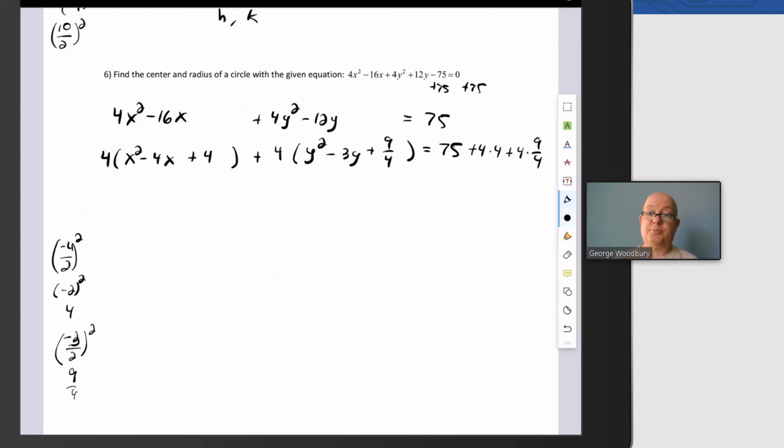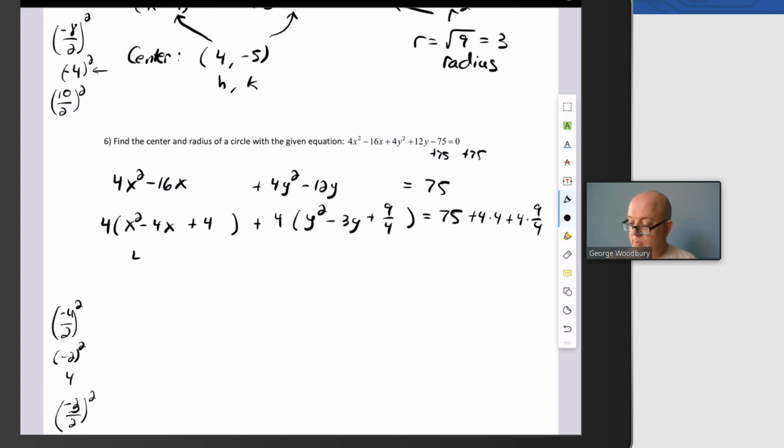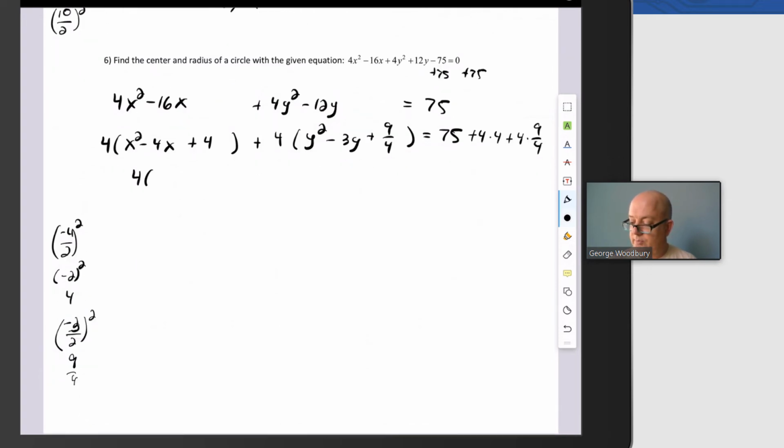The first one factors pretty easily. X squared minus 4x plus 4, that is, x minus 2 quantity squared, plus 4 times something squared involving y. Remember that number, when we take the coefficient for y and we divide it by 2, that number is going to show up in the factoring.